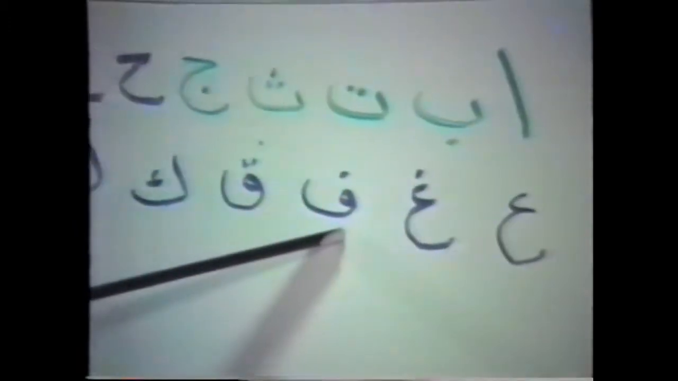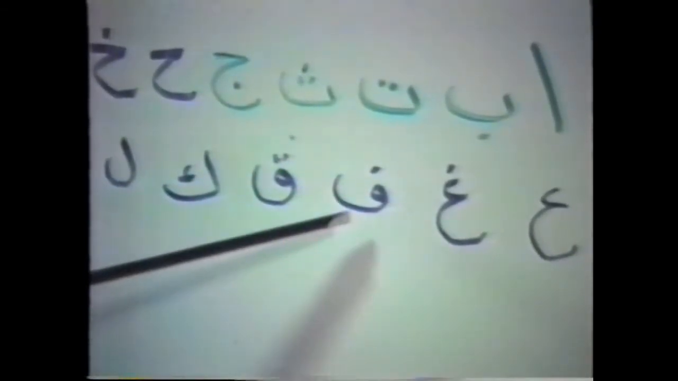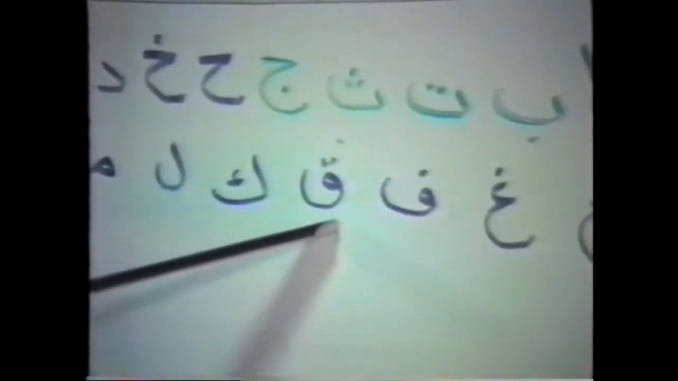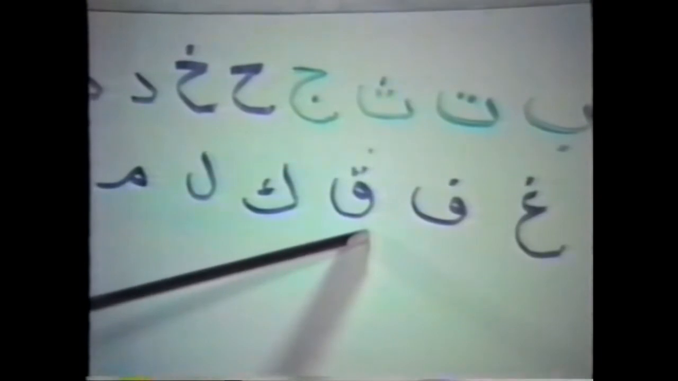Ghain. This is Fe or Fa, equivalent to the English F as in Frank. And this is Qaf, a heavy K. Qaf, from the throat, or Q.